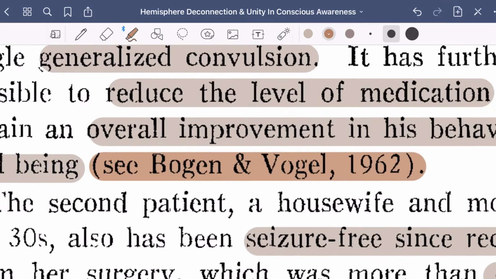Then we have our first highlighted instance of further research. Having this highlighted does not necessarily mean I am going to be reading every single one of these studies or papers.